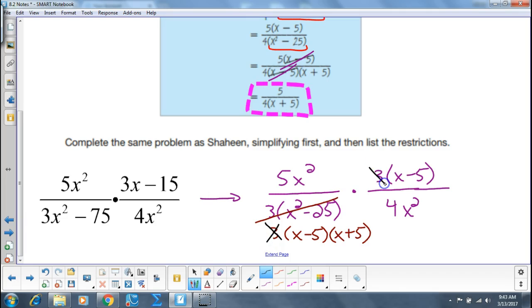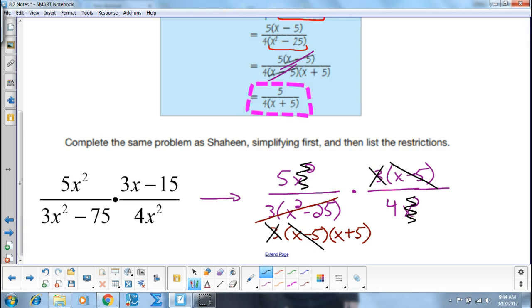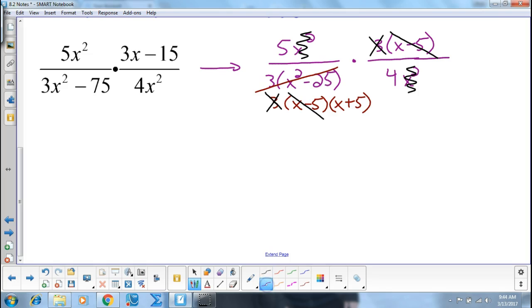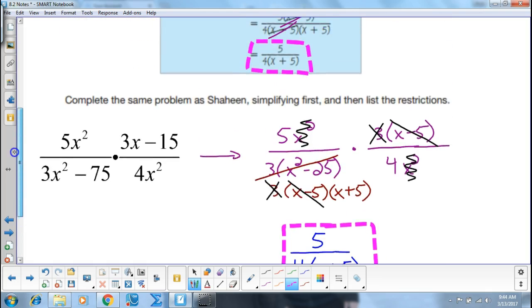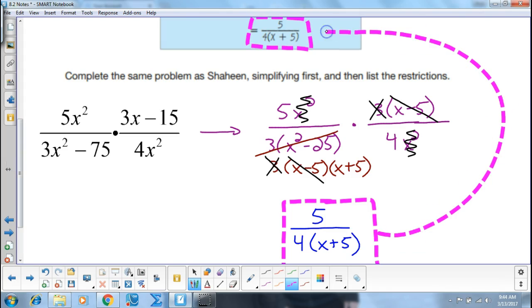So this 3 cancels out that 3 up there. This x minus 5 cancels out that x minus 5. Anything else? The x squareds cancel each other out. Okay. So what's left on top? 5 is left on top. What's left on the bottom? 4. So I'm going to write the 4 out in front. And now notice that we got the same thing that Shaheen got right there.